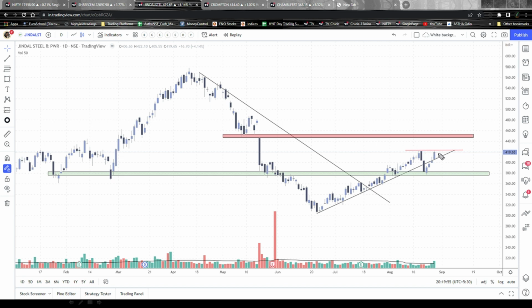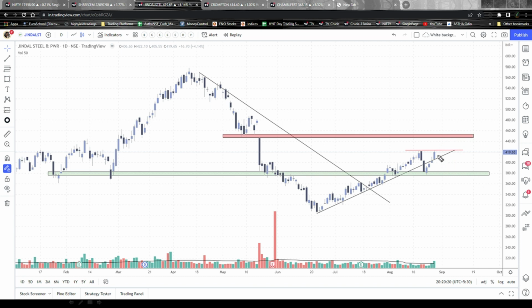Either it can come down to the support level and then start moving up, or it will breach this particular resistance and start moving up further. If it breaches this resistance level, then you can take a long position and expect the stock to move till here, till the red zone. That will be your target.